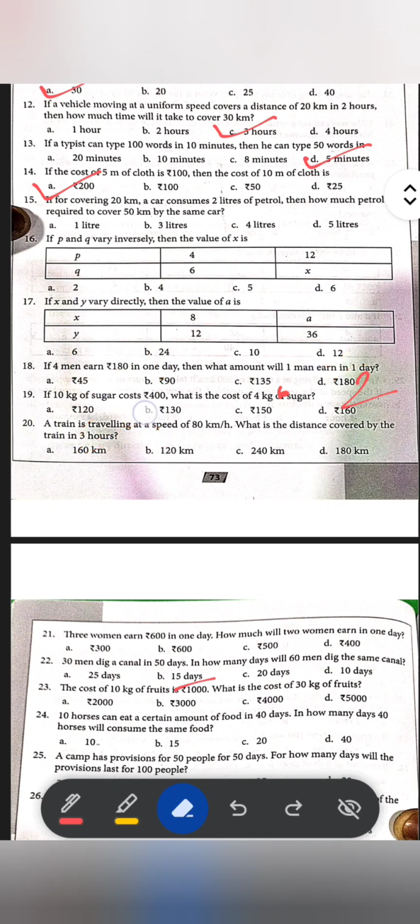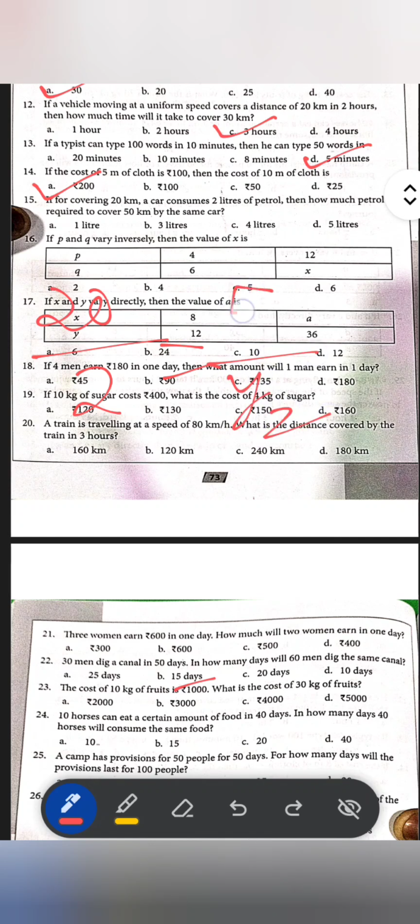If for covering 20 km, a car consumes 2 liters of petrol. Obviously, if you need to cover more distance, then you need more petrol in your car. Correct? So this distance and the amount of petrol needed for the car are directly proportional. So 20 kilometers it will cover in 2 liters of petrol, and the petrol required for the other distance is y2.